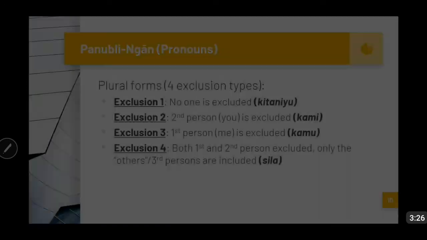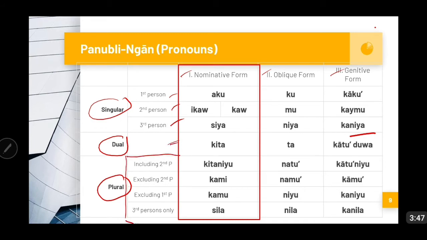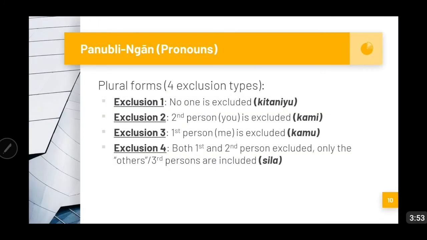So, okay, as you can see, the pronouns here, we also have singular forms, dual forms, and plural forms. Singular forms are easy to understand. We have the first person, second person, and third person. Dual forms, meaning the first and the second person are included here. And we have the plural forms. We have 4 different types of forms in the plural form. It depends on what we call the exclusion. So there are 4 exclusion types in the plural forms.